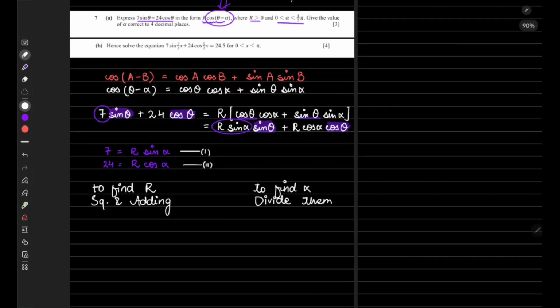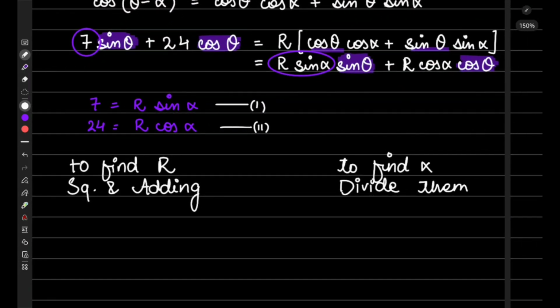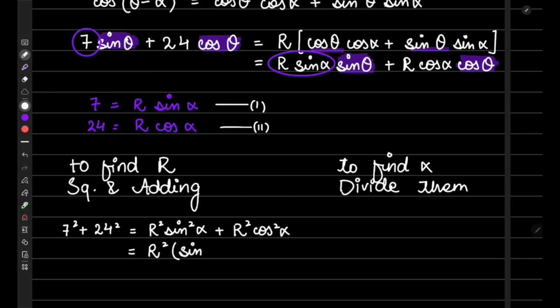Now doing them one by one, squaring and adding. So the left hand side will become 7 squared plus 24 squared, equals r squared sin squared alpha plus r squared cos squared alpha. Then we take r squared common and we are left with sin squared alpha plus cos squared alpha, equals 7 squared plus 24 squared. That gives you 49 plus 576.